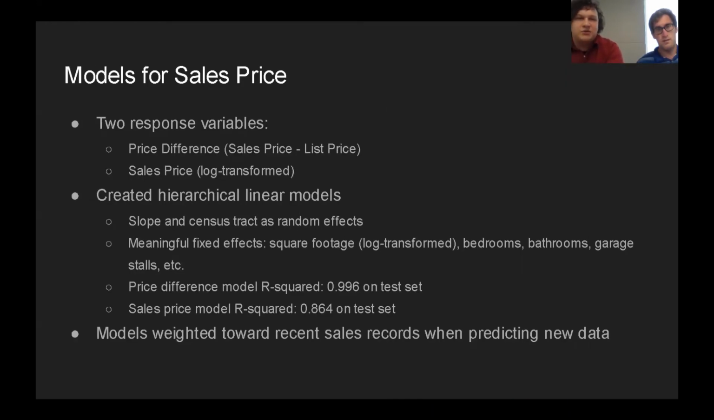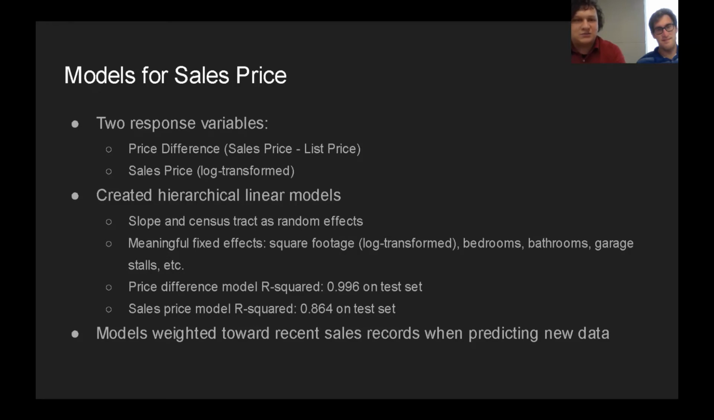And from this, we were able to create models. We built models using two different response variables. First is price difference between the sales price and the list price. This is for when we have the list price given to us; we're able to provide a more accurate estimate of how much that home will actually sell for. And secondly, we have a sales price model that is a hedonic model based on the log transformed sales price and the individual attributes of a house, not including list price.